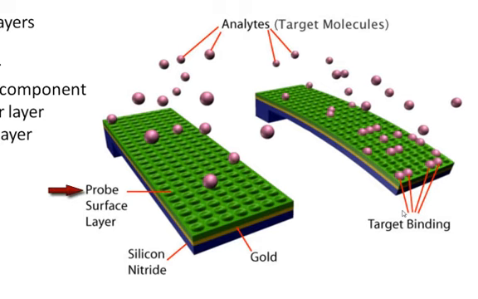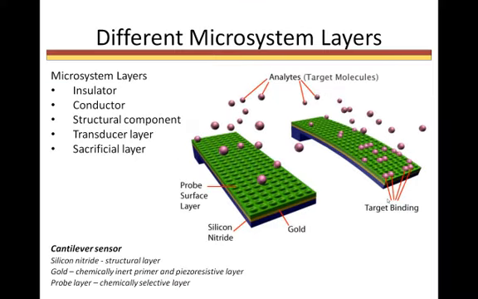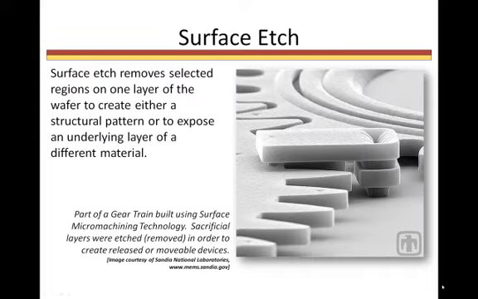The surface layer is a chemical reactive layer that is chosen for its selectivity, or its ability to recognize and capture specific molecules. Such sensors are used to identify specific gases such as ammonia. In fact, one such sensor is currently being used on the International Space Station to detect ammonia leaks.